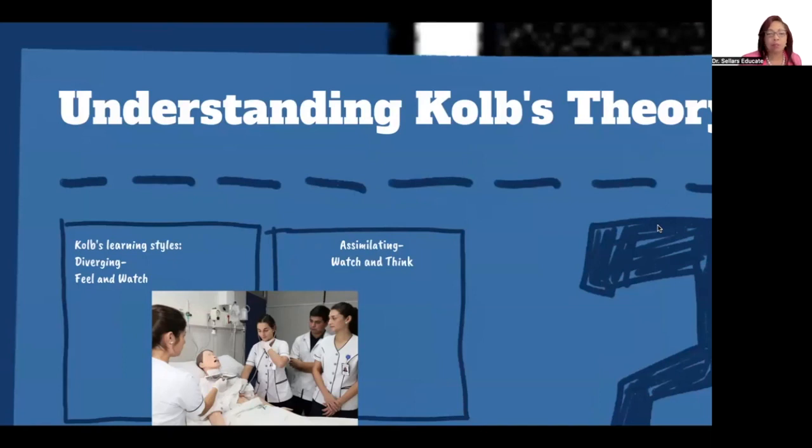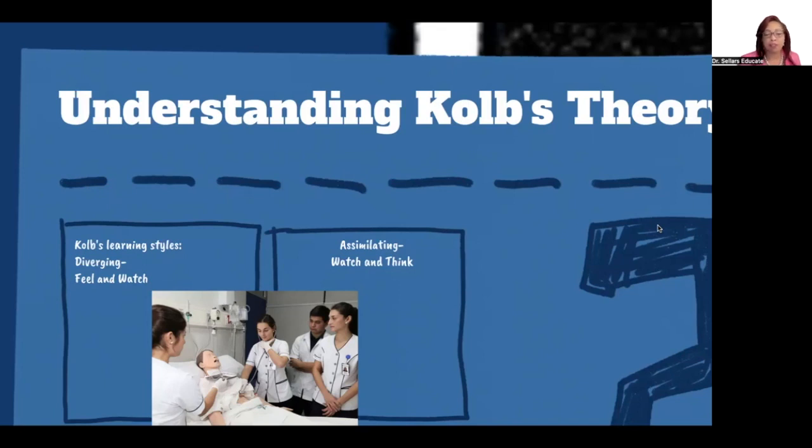So first, we're going to talk about the diverger. These are the students that prefer to feel and watch. And we should note that even though we're talking about these 4 different types of learning styles, we know that students can vacillate between learning styles based on the situation that they experience, or even based on their comfort level with that specific clinical practice.